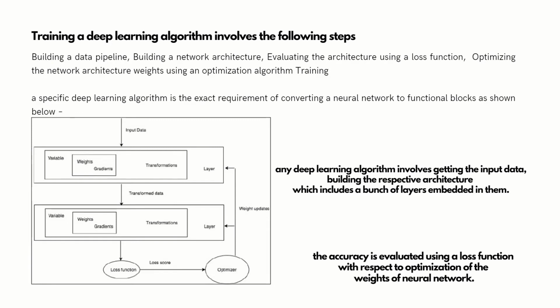So when we talk about optimization of the weights, the accuracy evaluation is very important, and that can be done with the help of the loss function only. Okay, so ideally we can say that a deep learning algorithm involves getting the input data, and on the basis of input data, building the required architecture, and within this architecture you can find a bunch of layers. For example, in this diagram there are two layers in front of you. We would be talking in detail later on about what these things are and how we use them when we are developing our neural architecture.